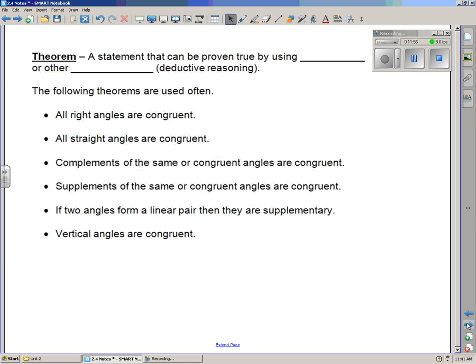Here's the end of it. Theorems. So we did postulates, which are statements that are accepted as true, and then there are theorems that are statements that can be proven true by using postulates or other theorems. Don't get too hung up on the definitions of these. But these are just things that we're going to use pretty regularly when we talk about proofs.